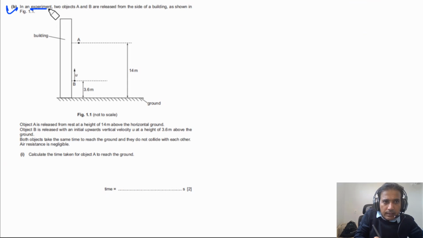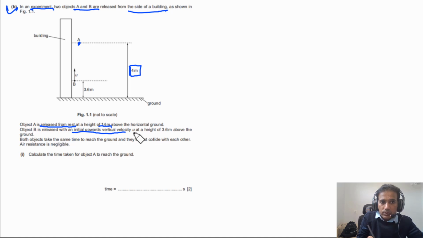Part B says in an experiment, two objects A and B are released from the side of a building as shown in figure 1.1. Object A is released from rest at a height of 14 meters above the horizontal ground, meaning it is released from this point. Then the height of this one is equal to 14 meters. Object B is released with an initial upward vertical velocity u at a height of 3.6 meters above the ground. So B is released from this point.